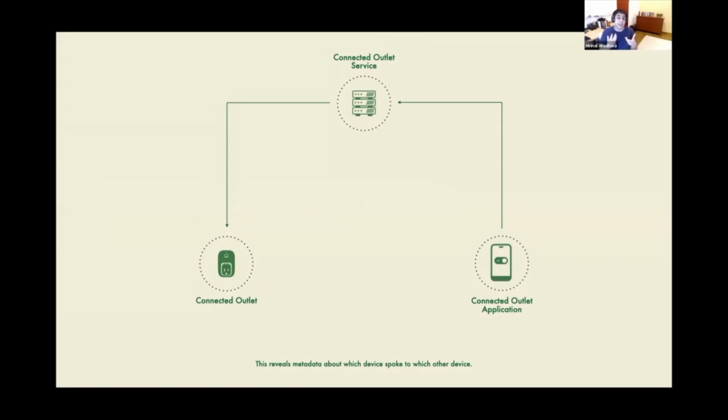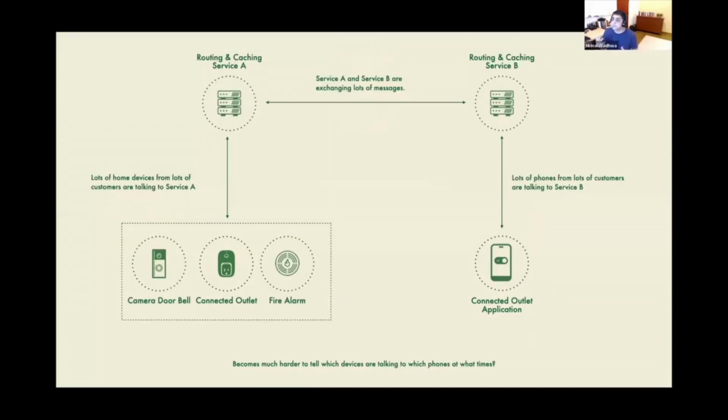So it still reveals metadata about the communication, but doesn't reveal the actual data. But if the routing and caching infrastructure is generalized, what it suddenly starts to look like is that millions of phones are talking to a routing service dedicated to phone routing or home routing. And there's a different set of my home devices, like I have 100 of them in my house, let's say. All of them are talking to my home routing service. And a big routing service with millions of customers is talking to another big routing service with millions of customers.